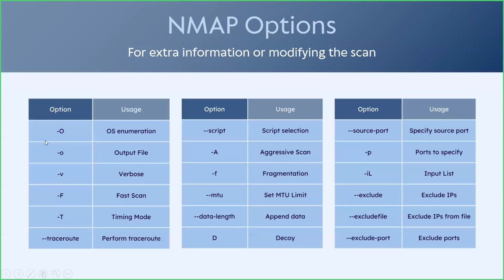Uppercase O is for OS enumeration, getting OS details. Lowercase o is for an output file, to export the output of any command to a file of your choice. V is for verbose, to give you detailed output of what is happening in the background. Uppercase F is for fast scan, scanning only the 100 most important ports. T is for timing mode, to increase or decrease the speed, or the delay between each packet sent. Traceroute gives you the list of all hops from your system to the target server. Script is for script selection, to choose some of the most important scripts available in Nmap's folder.